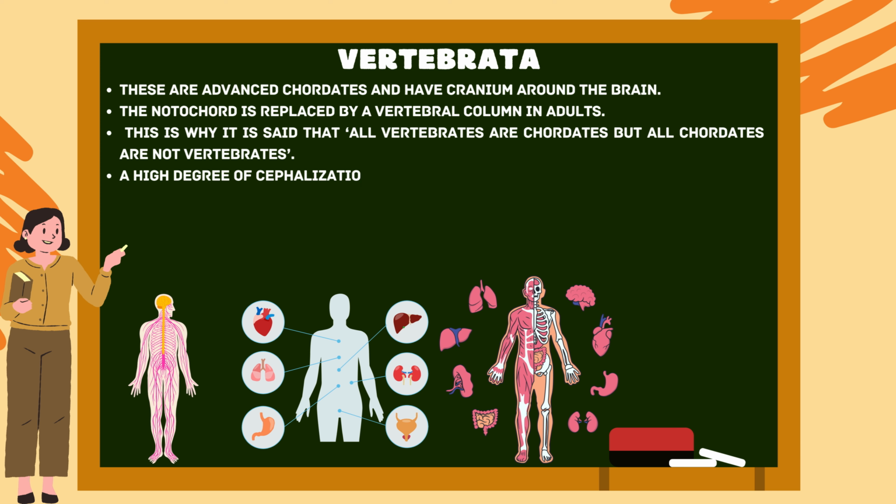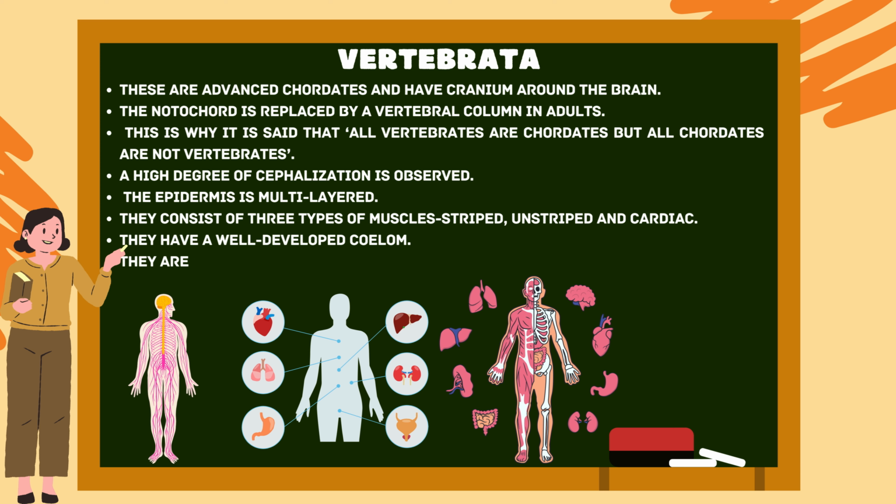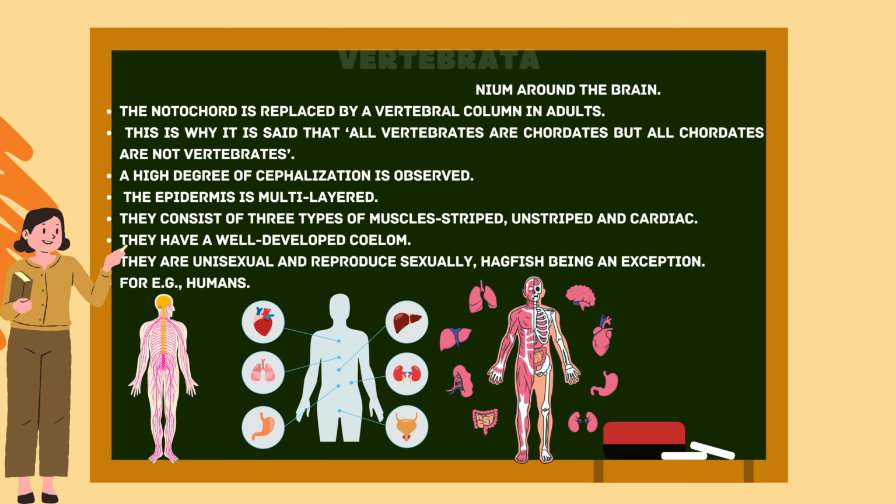A high degree of cephalization is observed. The epidermis is multilayered. They consist of three types of muscles: striped, unstriped and cardiac. They have a well-developed endoskeleton. They are unisexual and reproduce sexually, hagfish being an exception, for example humans.